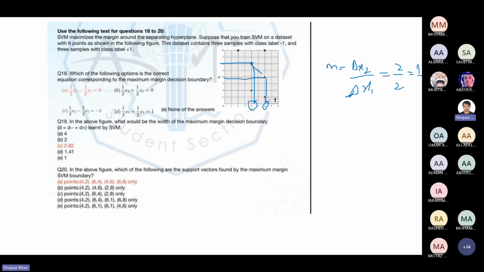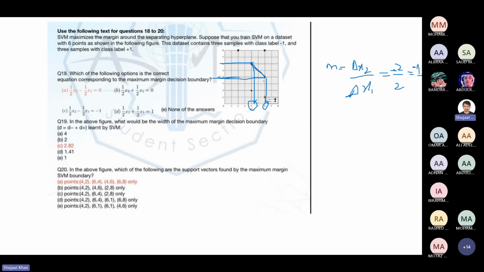So the slope of this line is -1, because the change is negative. Here 4 minus 6 is -2, and 6 minus 4 is 2. So this is -1. It will be 6 minus 4 over 4 minus 6, so this is why it is minus. So we have -1 slope.